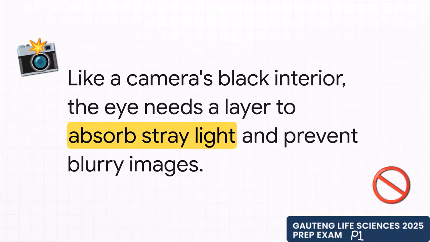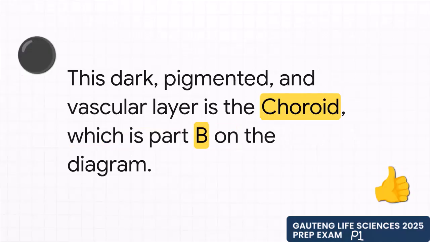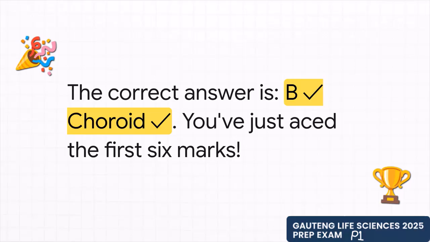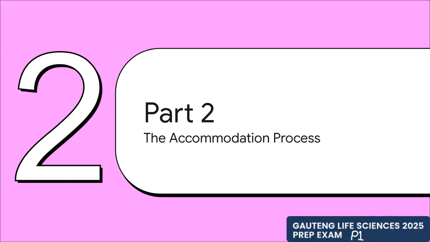So, just like the inside of a camera's painted black, your eye has a special layer to soak up any stray light. And that dark pigmented layer is called the choroid. Looking at our diagram, we can see it labeled as B, tucked right in behind the retina, doing that super important job of keeping our vision crisp and clear. So the answer is B, choroid, and boom, just like that, you've completely aced the first part of this question. Fantastic work.